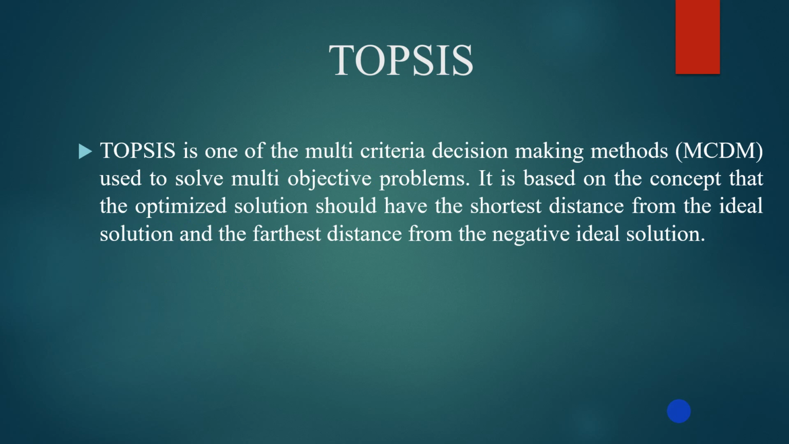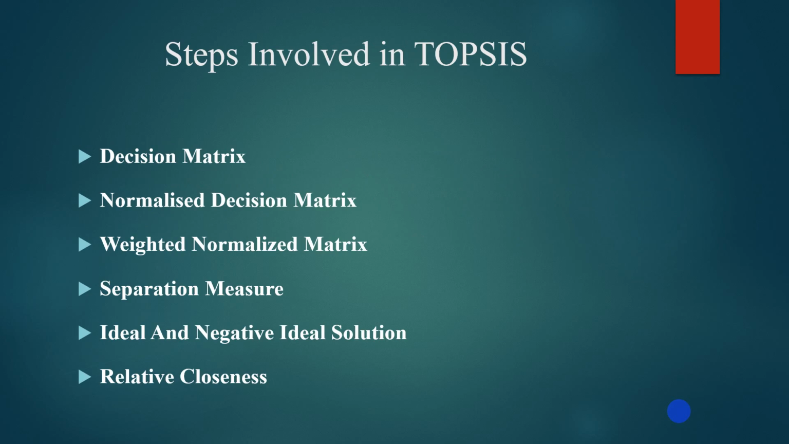Basically it is a multi-criterion decision making method. It finds the solution by moving closer to the positive ideal solution and moving far away from the negative ideal solution. I'm not going into detail about that. I'll explain the step-by-step procedure for the identification of the optimized parameter.